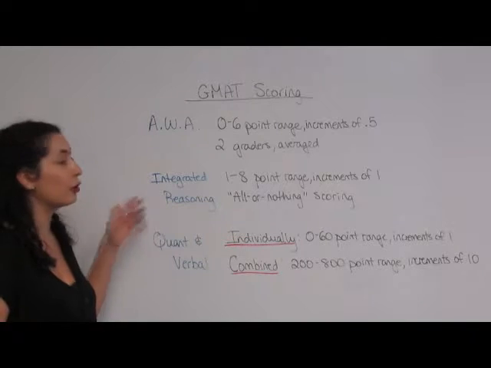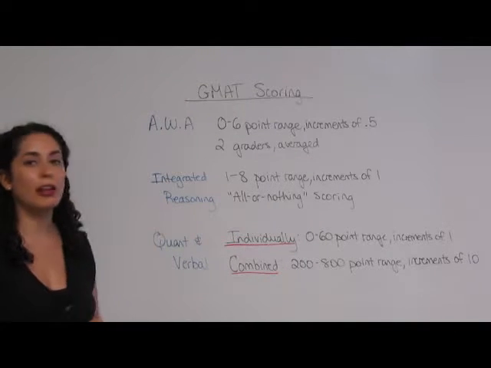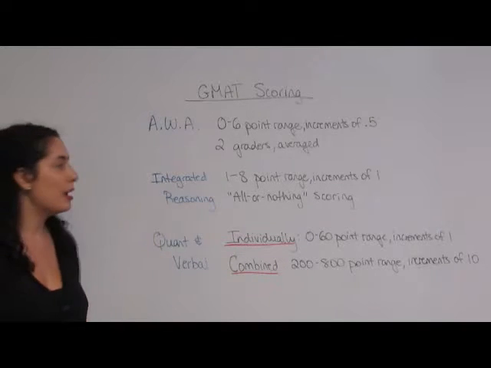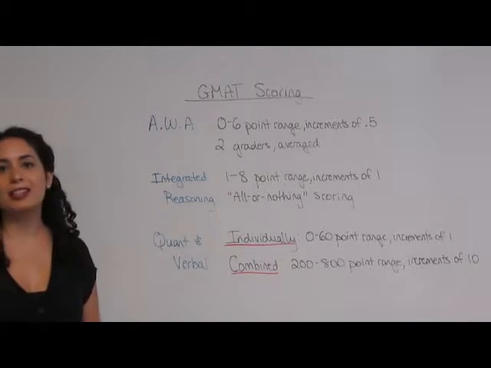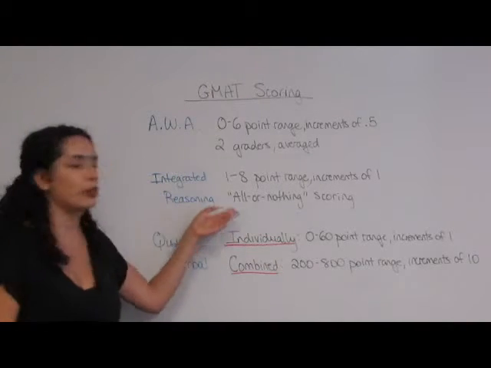Your next score is the integrated reasoning score. This is on a 1 to 8 point scale, and you get 1 point increments there, so you can get a 6, a 7, an 8, but nothing in between. The tricky thing about integrated reasoning and how it's scored is the idea that it's all or nothing scoring.